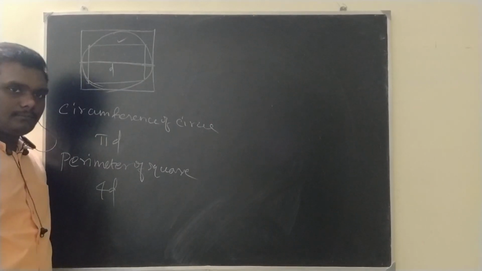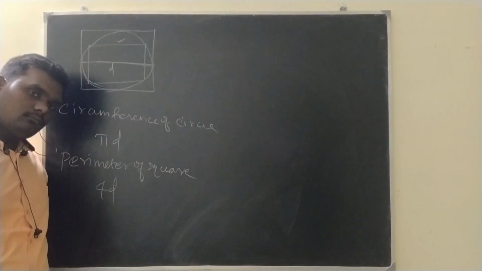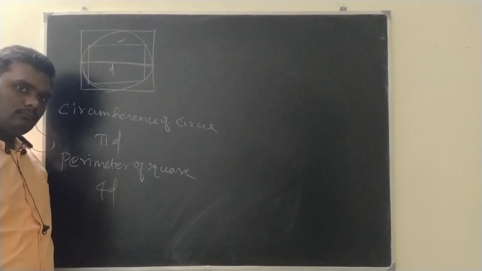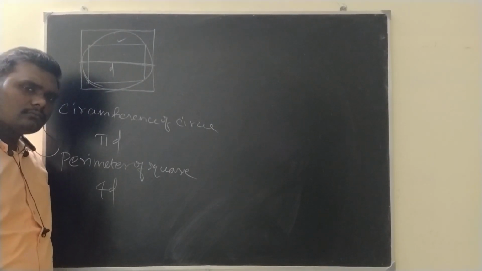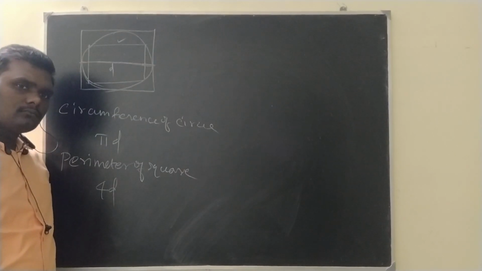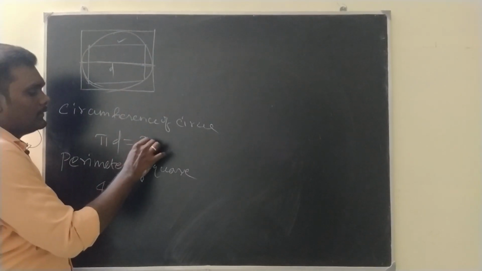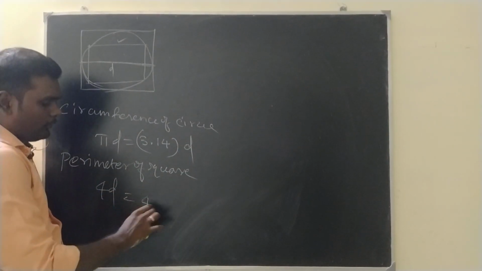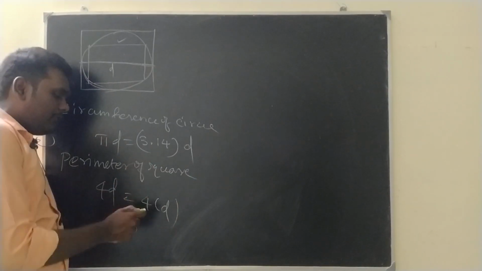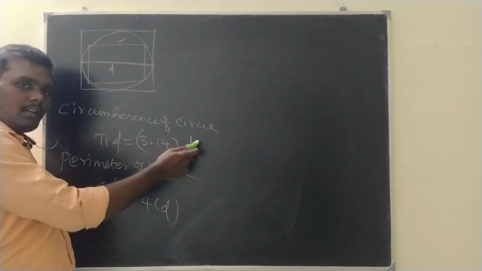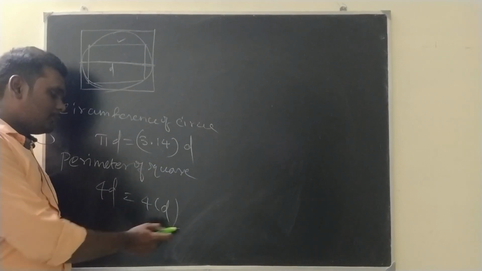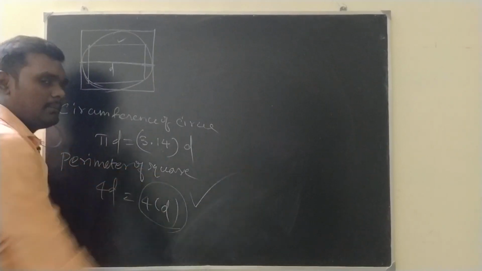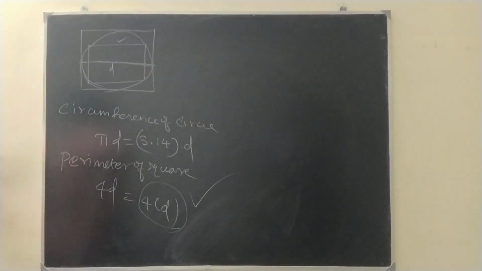Can you say which is bigger? Yes, there you go. This is 3.14 into d and this is 4 into d. Comparatively, 4 is greater than 3.14. Since d is the same in both, this is the larger multiple of d. So that is why the perimeter of the square is bigger than the circle.